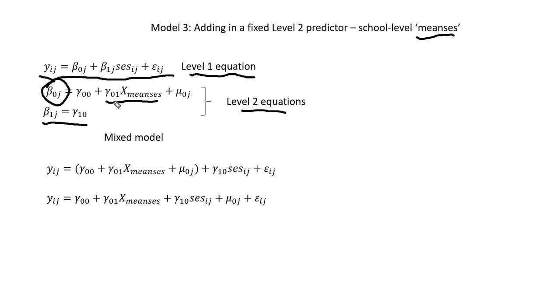In this case, you'll see I have a gamma 0,1 multiplied by mean SES for school j. In terms of the subscripting right here, if I had multiple predictors, I would have a gamma 0,2, gamma 0,3, and so forth. So the 1, 2, and 3 respectively would be denoting the predictor at that level for that particular coefficient. If we substitute our level 2 equations into the level 1 equation, then we end up with this model right here.